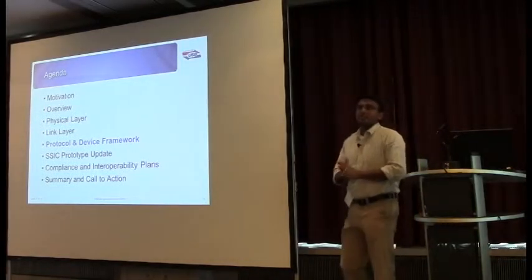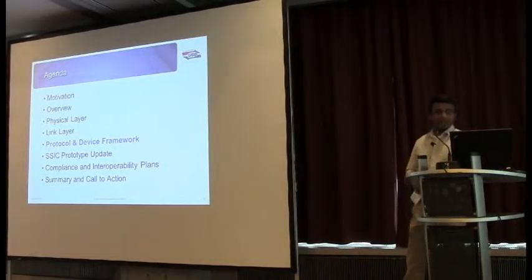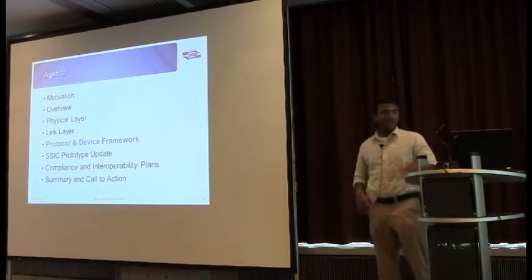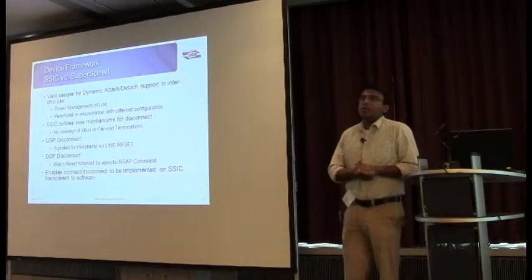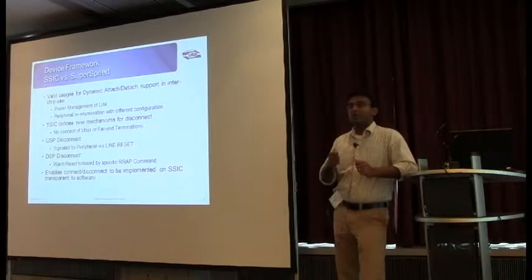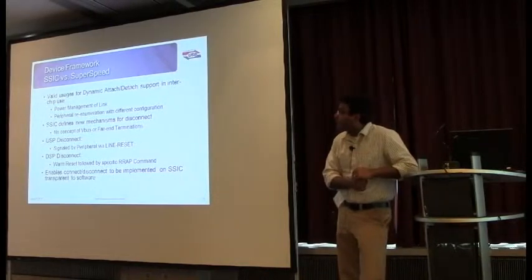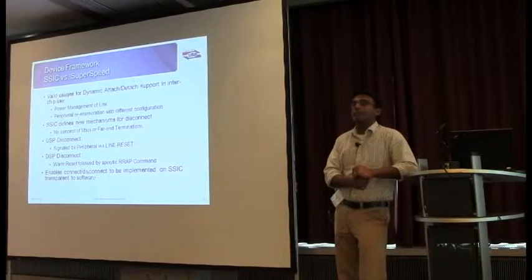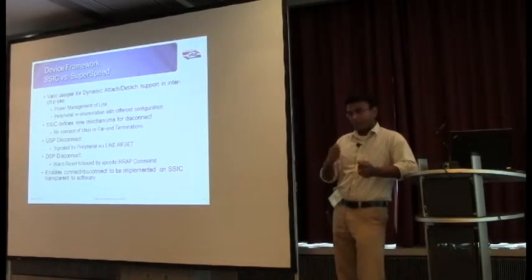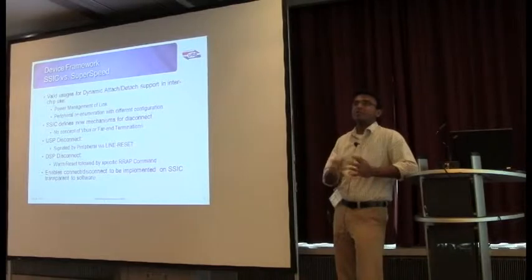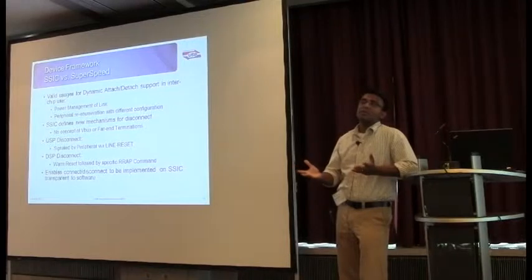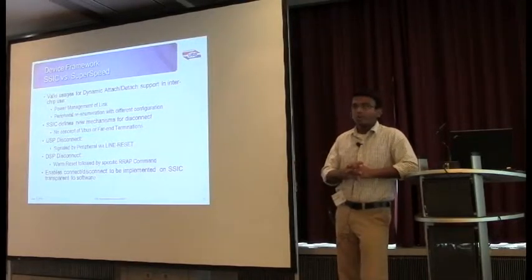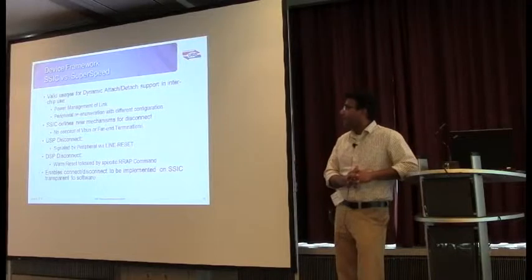So that was the link layer summarized in 5 minutes. Next up, in the layer above the physical and link, is the protocol and the device framework. Now in USB, there are mechanisms for detecting attach and detach of a cable to a port. And this is typically done using the concept of VBUS, which is the power in the cable, or the concept of far-end terminations on the link. Now since in SSIC we're not using the standard SuperSpeed PHY, we don't have a VBUS, we don't have any concept of far-end terminations, SSIC defines new mechanisms for connect and disconnect.